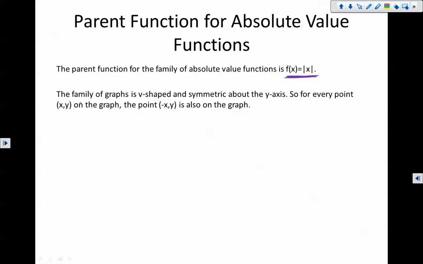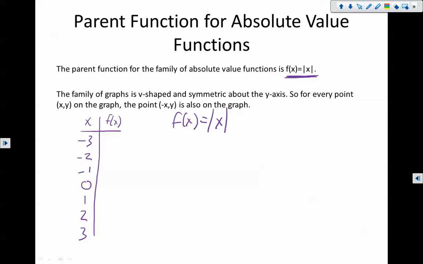So for every point (x, y) on a graph, the point (-x, y) is also on the graph. Let's show an example of that real quick. Let's take this parent function. This is going to be x over here, and this is f of x over here. Remember, it could also be y. I'm just going to plug in a bunch of numbers, going from -3 to 3, to get an idea of the behavior of the absolute value of x. I'm going to go from the bottom to the top.